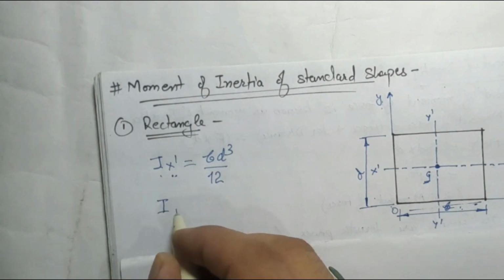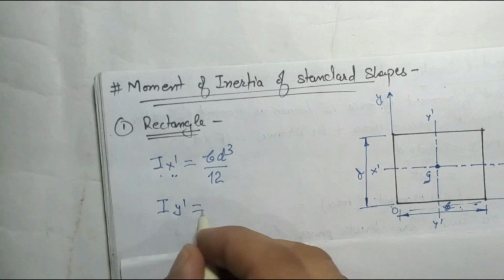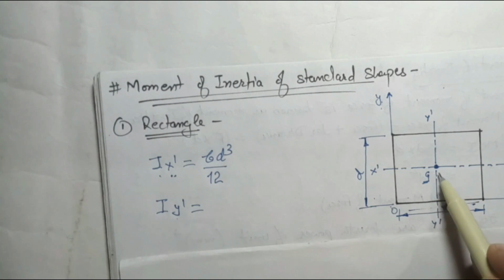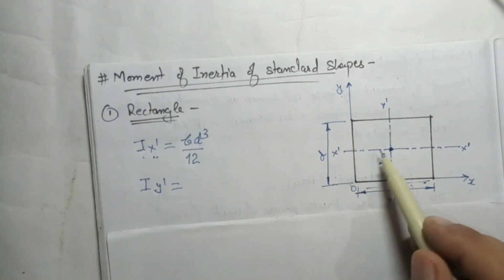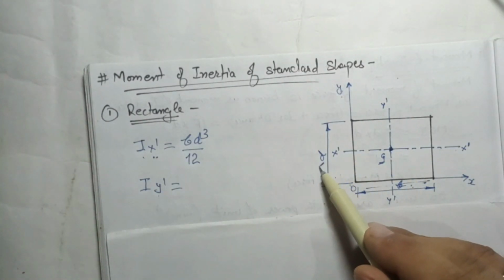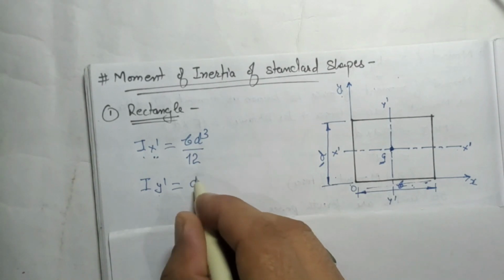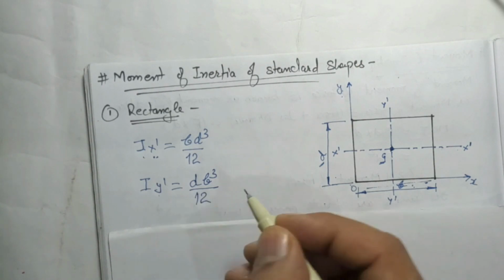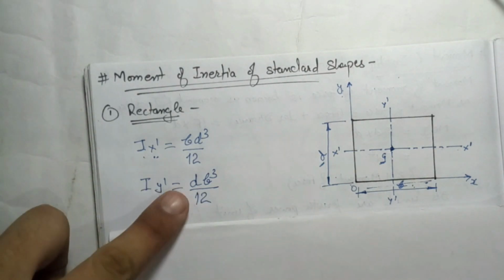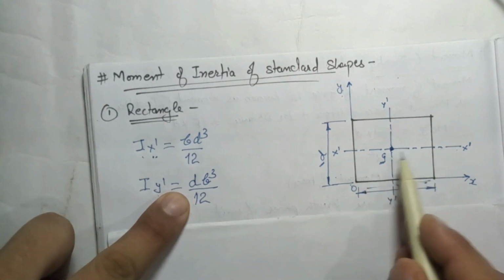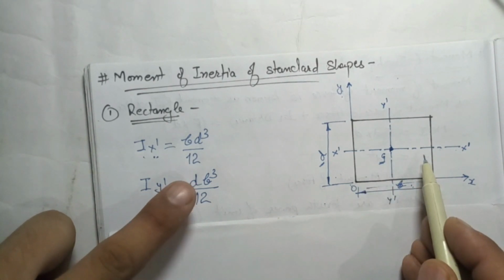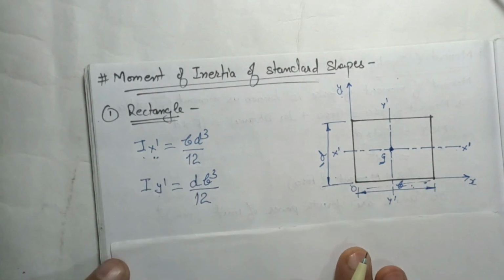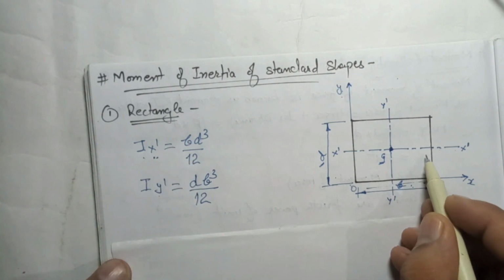Now when I have to say about the y-axis, the moment of inertia about this axis, it will again be passing through the center of gravity, but parallel to the y-axis. Now the side is d, so the formula will be d b cube by 12. So remember that the side parallel to the axis about which we are calculating the moment of inertia comes first, then the other side cube, right?